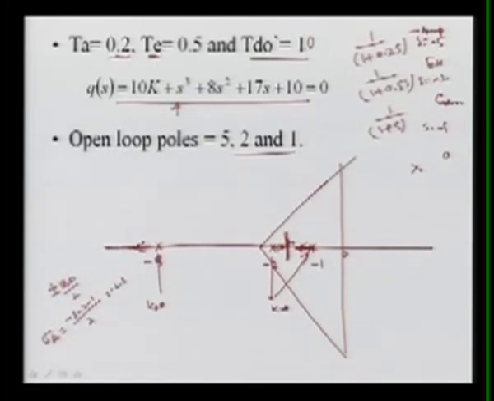Now, where will it leave this real axis? That is basically decided by taking dK/ds equal to 0. To know this, we just have to differentiate the characteristic equation, and then we will get the value. If we differentiate this, we get 10 ∂K/∂s, plus differentiating with respect to s, 3s squared plus 16s plus 17, and that is equal to 0. Here 10 is a constant, so its differentiation is 0. Now we know this value is 0, so we get the equation 3s squared plus 16s plus 17 equal to 0.